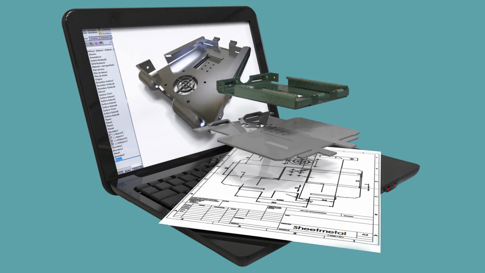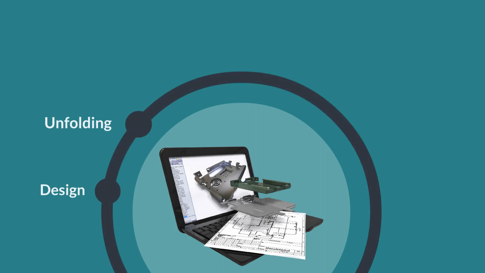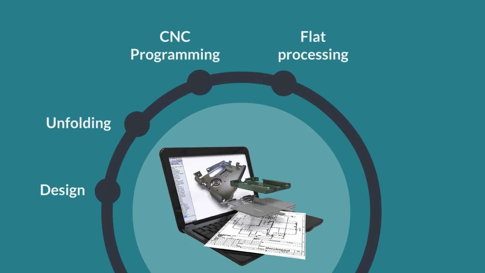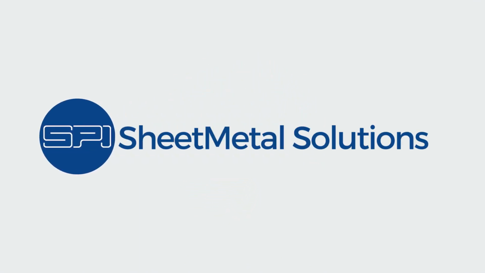The creation of a 3D design of a sheet metal part is just the first step. To make the design a reality, you need a flat pattern file that can be imported directly in your CAM program, complete with all the information necessary for manufacturing the part on your machines. This is easily done with SPI SheetMetal Solutions.